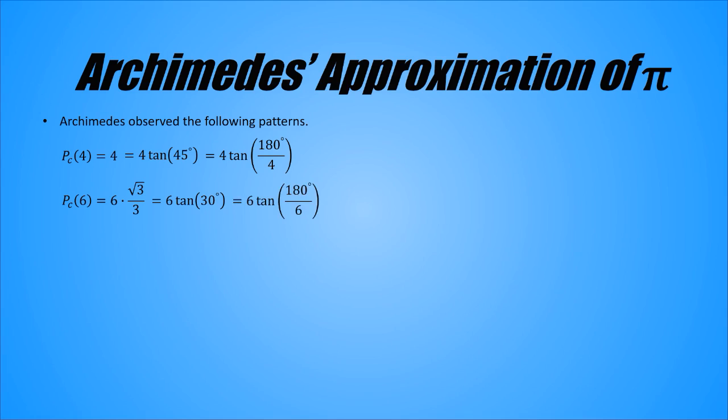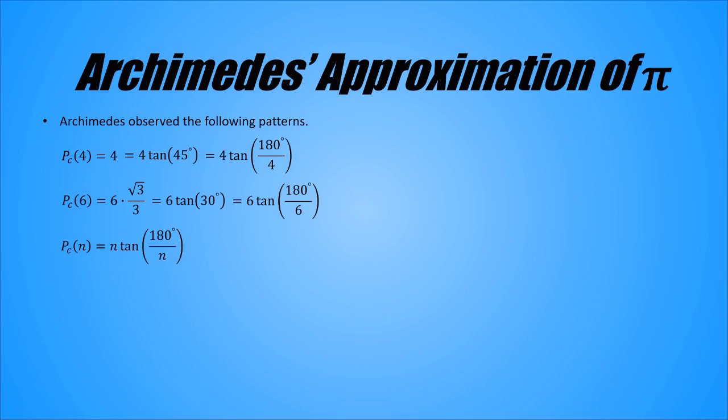Now notice, we see a pattern emerging. In both cases, we see the number of sides of the polygon here as the coefficient of the tangent function, and here as the quotient of the angle. The same thing happens here. We get 6 and 6. Archimedes was able to show that this pattern holds in general. So now, he didn't need to draw any more triangles inside of polygons to get the perimeter.